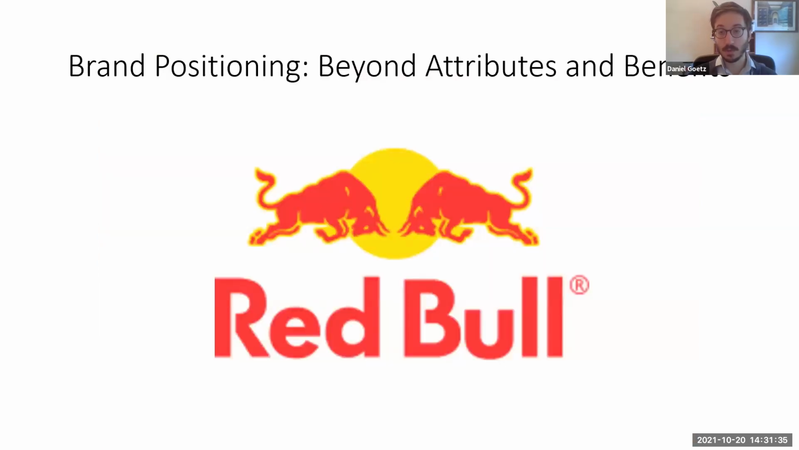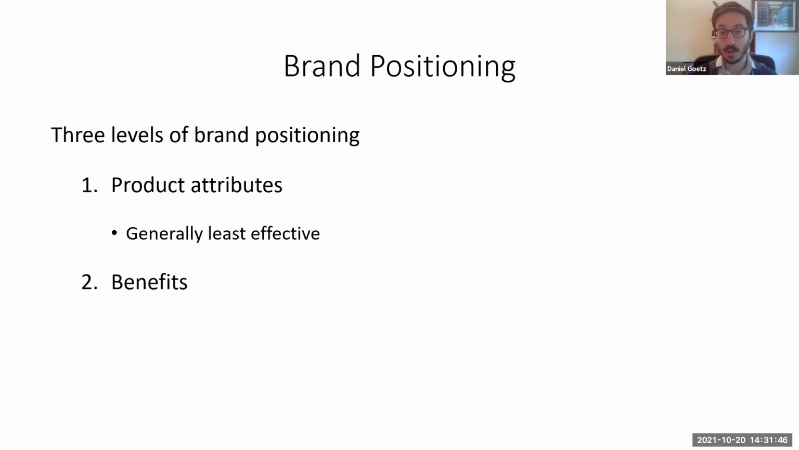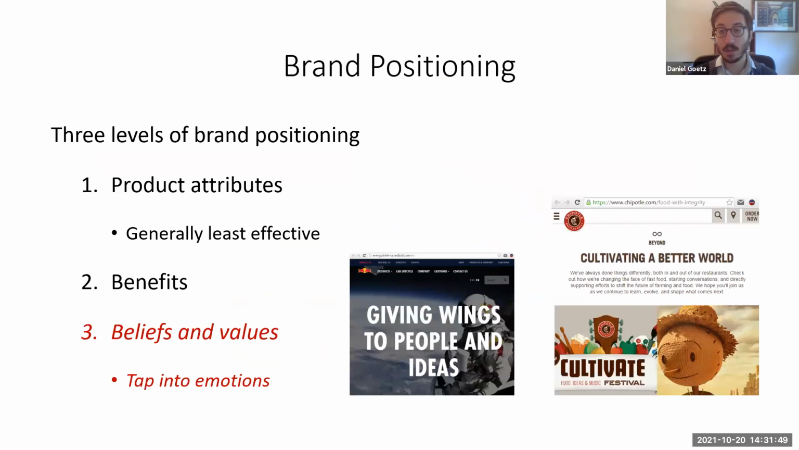Beyond benefits and attributes, we can think about conjuring up emotions as part of an augmented product. This is something that both Red Bull and Chipotle are known for doing. And the idea is to tap into emotions, right? So create this augmented product layer that helps people connect on an emotional level with the brands, okay? If done right, this can be a very powerful brand positioning strategy.